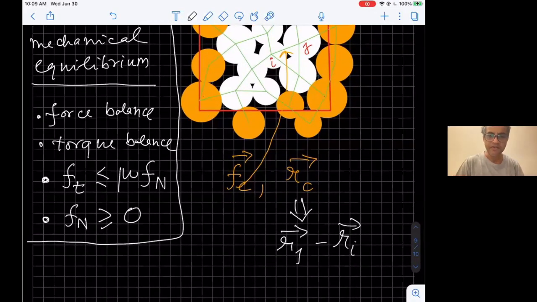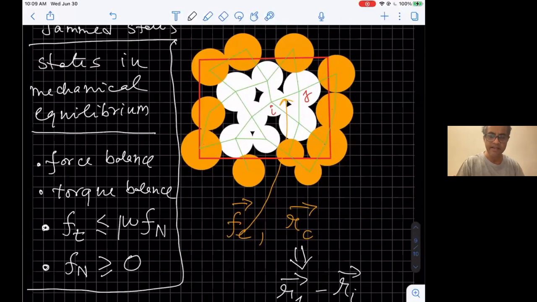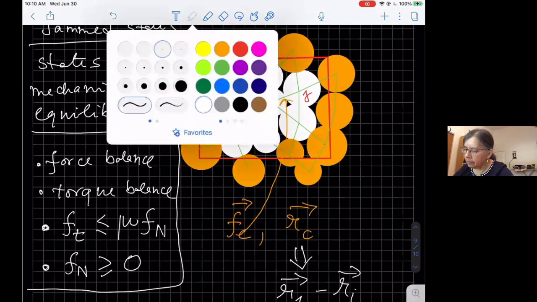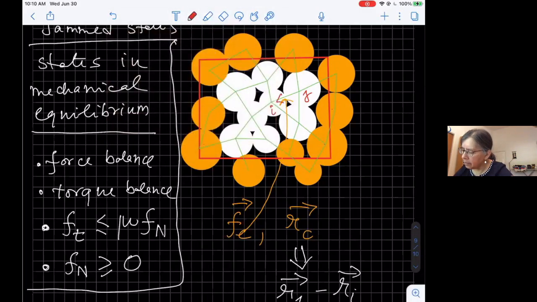So what is the force convention exactly? So between I and J, it's the force. There's always Newton's third law, right? The convention is: if I look at grain I, then the force exerted by grain J on grain I. So on each contact, there are two forces: the force exerted by J on I and the force exerted by I on J.